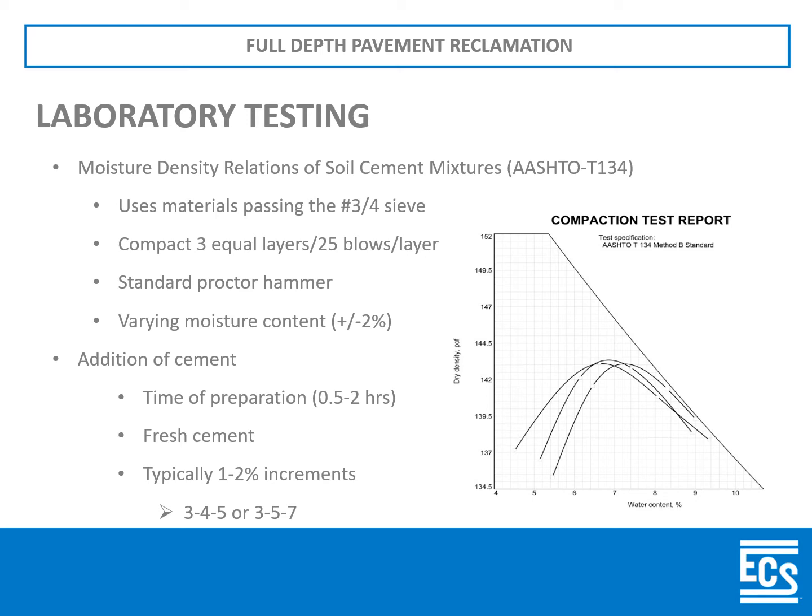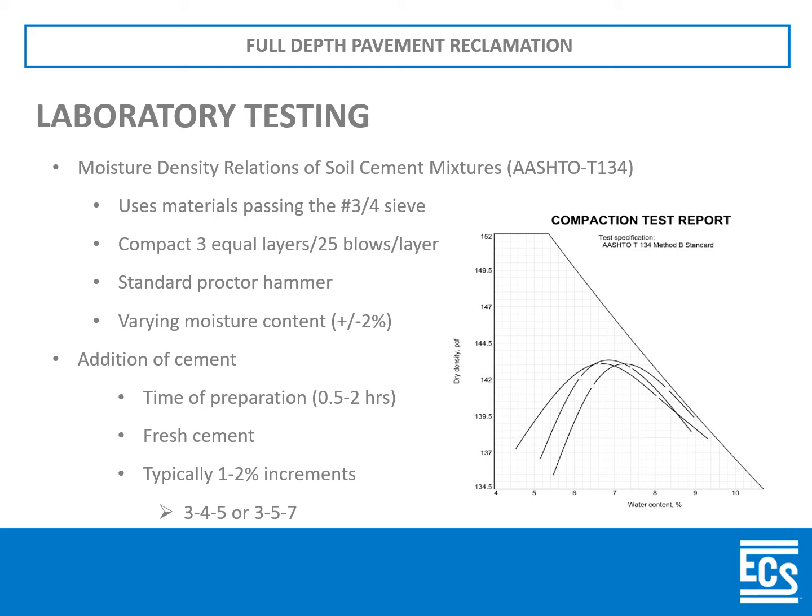You want to make sure that the Proctor is done before the cement has any time to hydrate and set up. But you do want to make sure that the cement has absorbed and blended in from the moisture content and also the soil conditioning. Again, you want to use fresh cement. And the typical increments for cement is you're going to run basically 3 batches at 3, 4, or 5% cement, or 3, 5, and 7% cement.